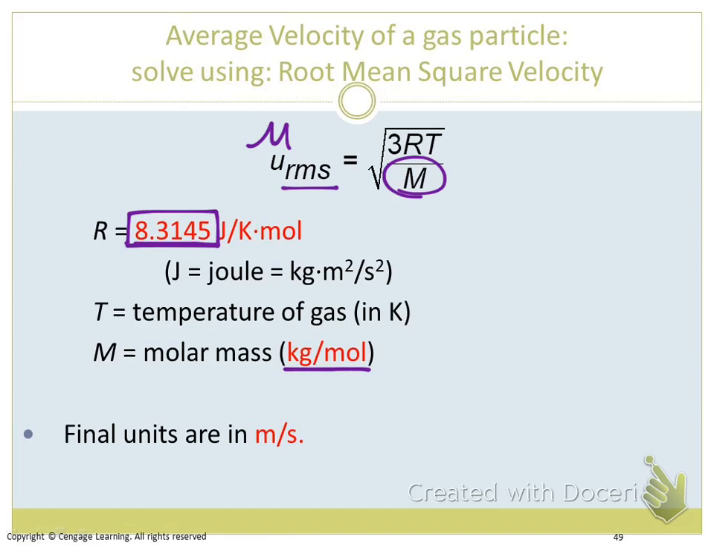I'm going to give you an equation sheet for your exam. So you will have that equation on there, and I'll point out those things, right? Use 8.3 and use kilograms per mole. So yes, you need to be familiar with it, but I will give you those reminders on your equation sheet as well. The final units of a root mean square velocity, or the velocity of a gas particle, is meters per second.